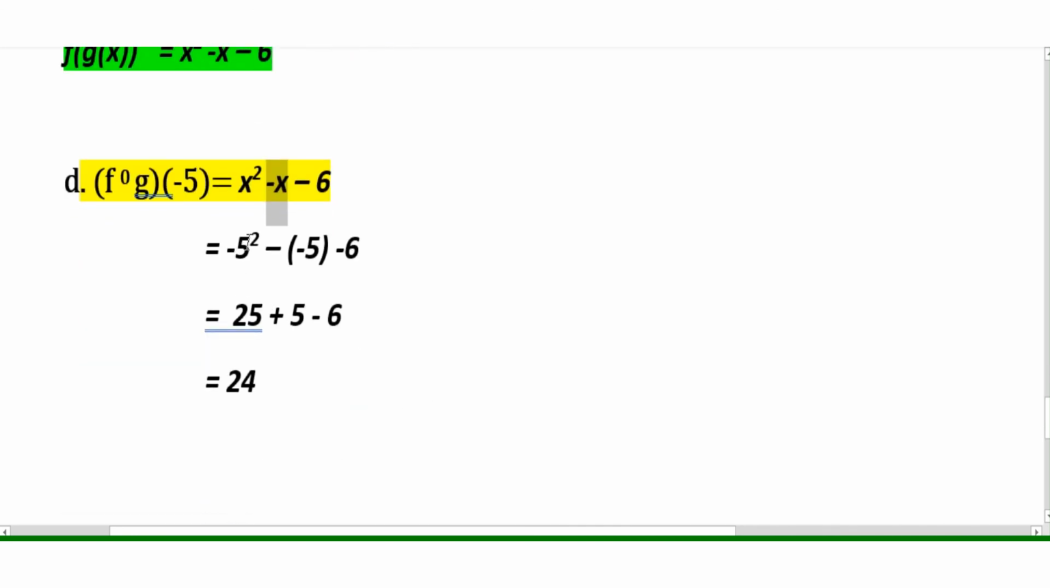Now, negative 5 square is 25, and then yung dalawang magkasunod na negative, magiging positive yan. Okay? Kasi magmumultiply yan eh. Kaya, positive 5, tapos minus 6. Now, 25 plus 5 is 30 minus 6, 24 po yung ating FOG of negative 5.